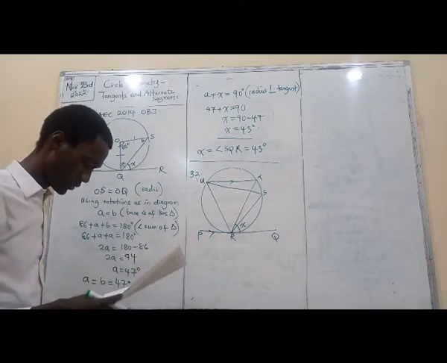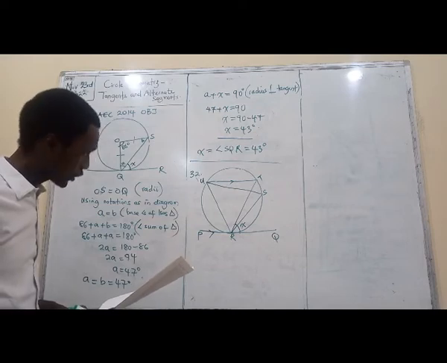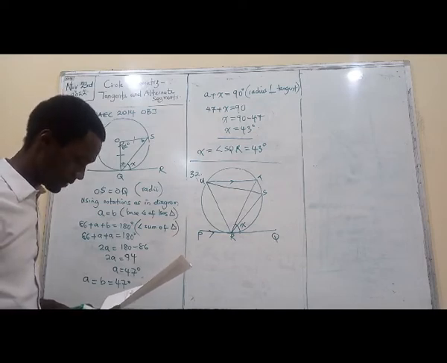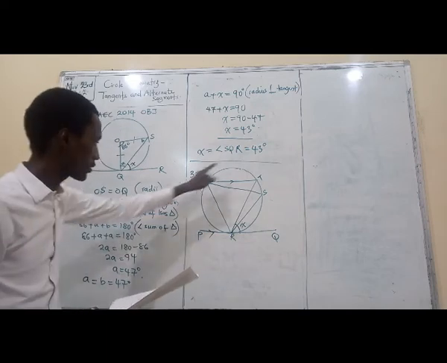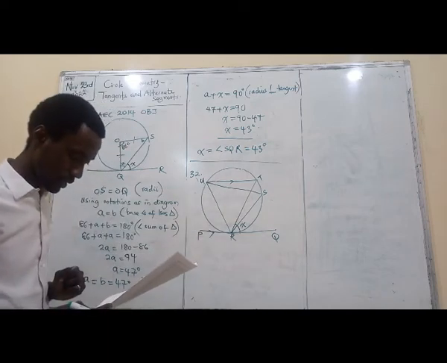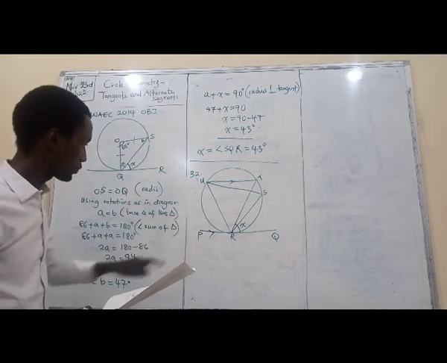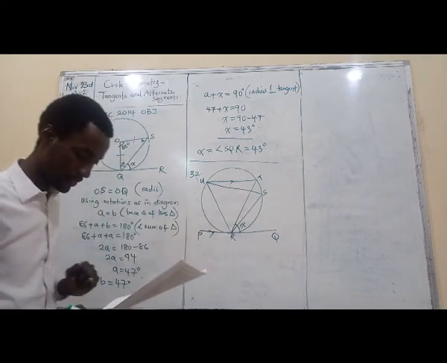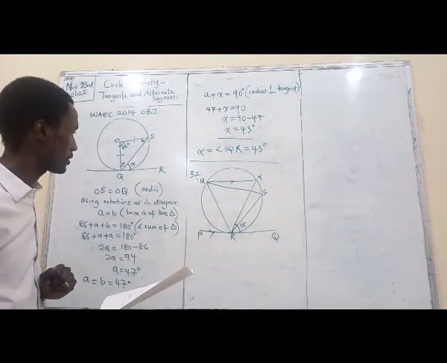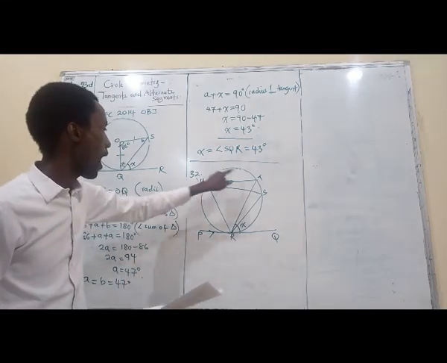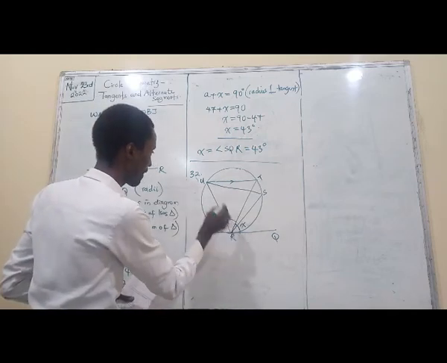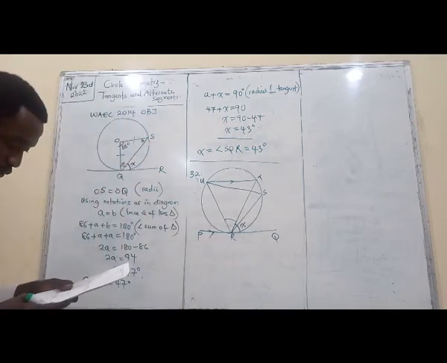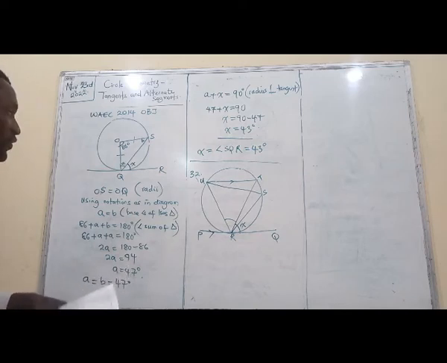Okay, so in this question, we are told that PQ is a tangent to the circle at point R. UT is parallel to PQ. And then TRQ is X. Find URT. So this is what I'm told to look for, URT in terms of X. This is a very simple question, I think.